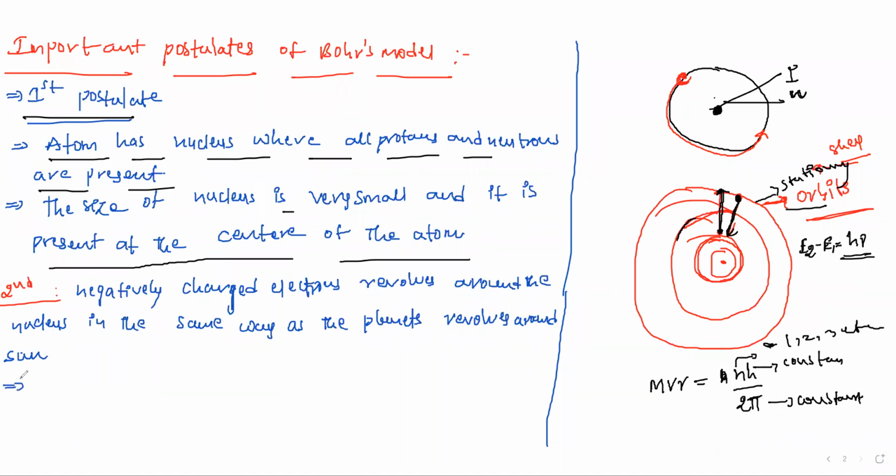And one more: the path of the electron is circular. The path of the electron is circular.